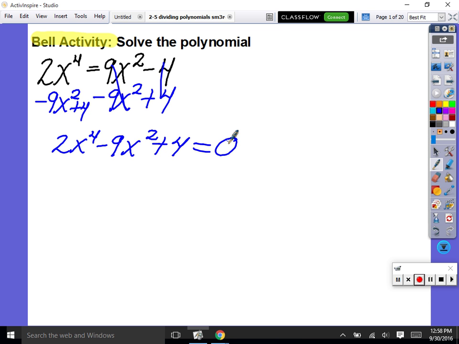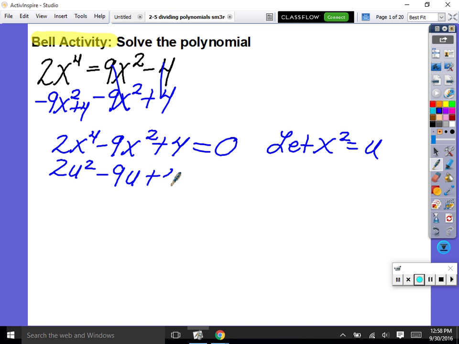Okay, so we have a fourth, 2, and then a constant. So then I was seeing that most of you were able to remember that's quadratic in form. So we say let x squared equal u. So then wherever there's an x squared, we plug in u. So we have 2u squared minus 9u plus 4 equals 0. Then it's quadratic.